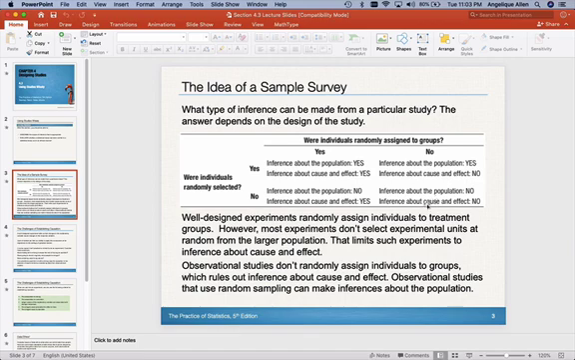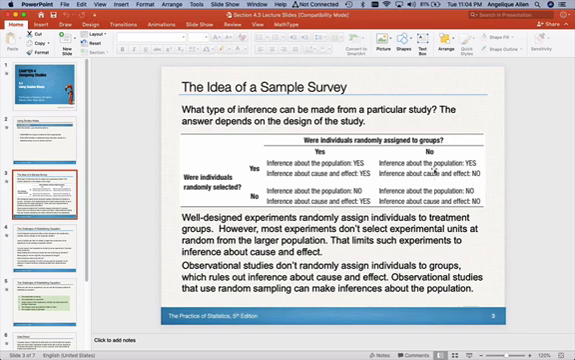But let's say it's hard to do both and you have to choose. So you could say, okay, I'm going to do a convenience sample because I just don't have the money to do the random thing, but I will randomly assign people to treatment groups. Well, then you're not going to be able to make inferences about the whole population since you handpicked people to be in the study, but you could still do cause and effect.